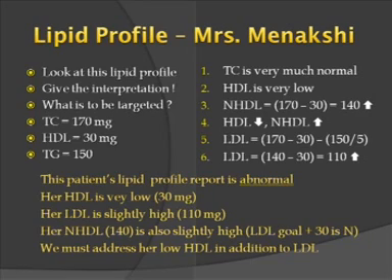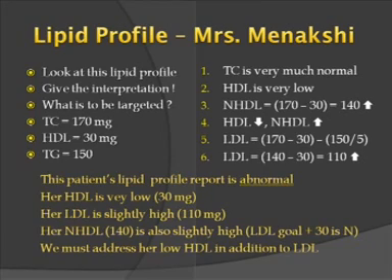Let's look at this patient, Mrs. Menakshi. What is her lipid profile like? What is to be targeted? Total cholesterol is 170, HDL is 30, triglyceride is 150. TC is very much normal, just as in the previous case, but the HDL of 30 milligrams for a woman is very low. At least it should be 50 or 55 and above.